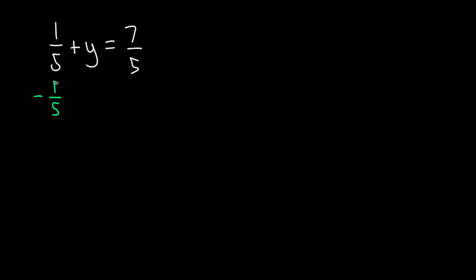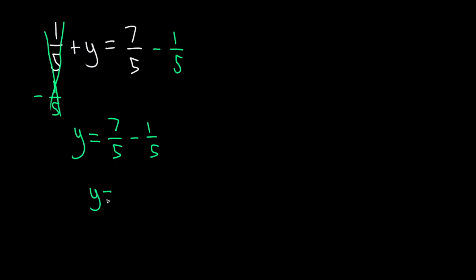Since we have a positive 1/5 over here, in order to get rid of it, we have to subtract it out. Now, whatever we do to this left-hand side, we have to do to our right-hand side. So we're left with y equals 7/5 minus 1/5. Or in other words, y equals, these are going to stay the same since we're subtracting. What is 7 minus 1? It's 6 over 5. So y equals 6/5.